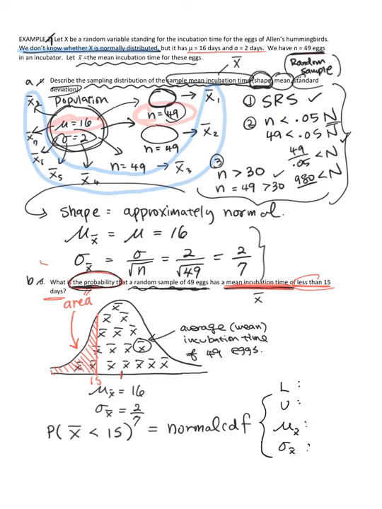Okay, so the lower will be negative 1e99 because the left side is shaded, and the upper will be 15, and mu sub x bar, that's these two guys right here, and sigma sub x bar, that's 2/7. So it's a pretty small number, so that's 0.0002.